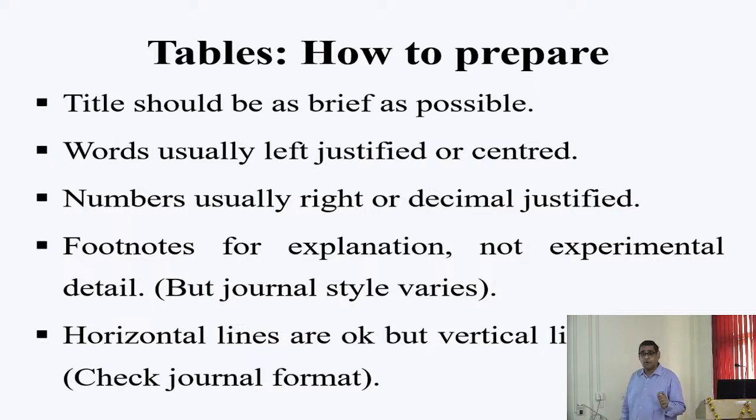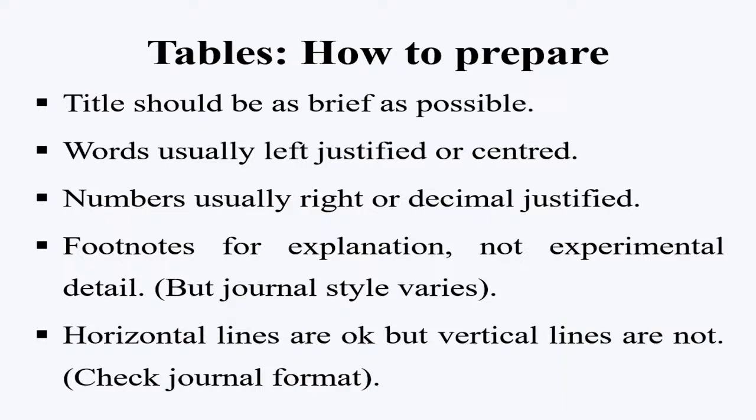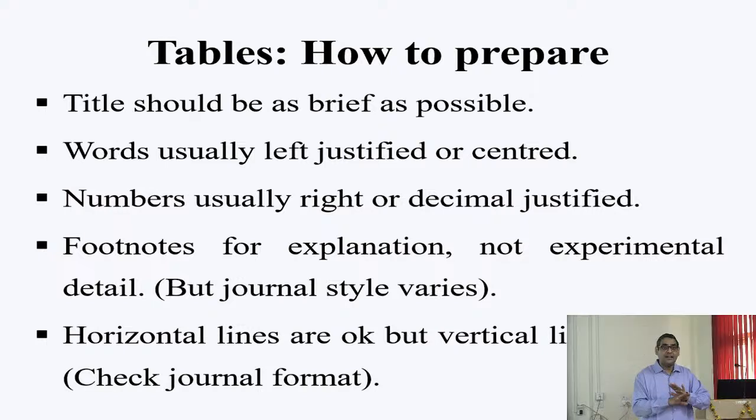Title should be brief. One thing I want to tell you: figure title should be descriptive, and table title should be concise. The figure legend should be descriptive. Don't do vice versa. Words are usually left justified or centered; this is just a suggestion. Numbers are usually right aligned. Footnotes are for explanation, such as NA. Horizontal lines are okay, but vertical lines are not. Take the journal's format.